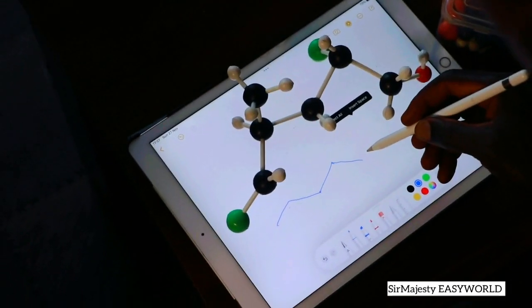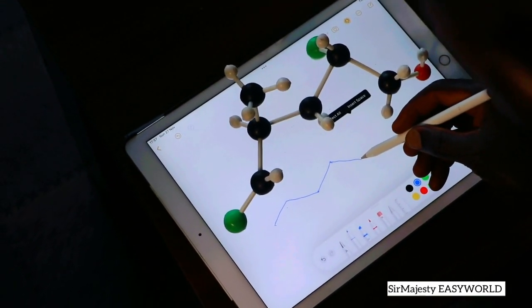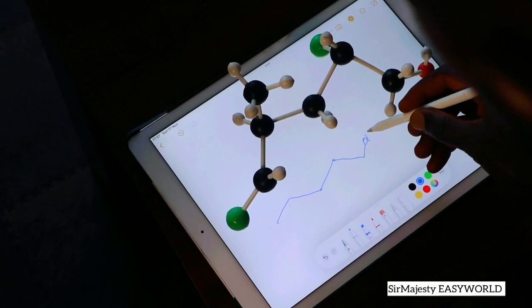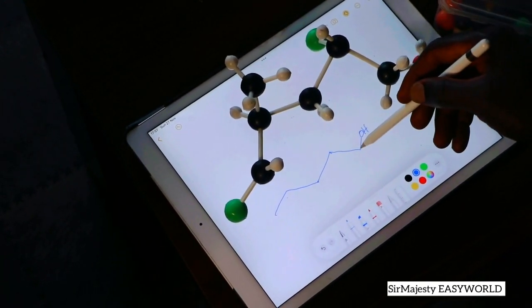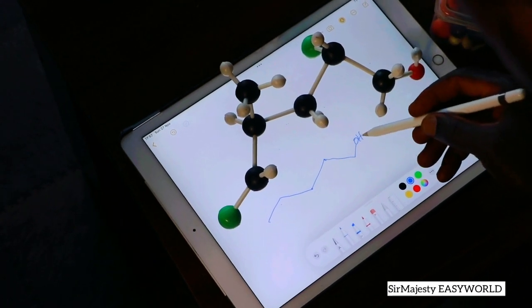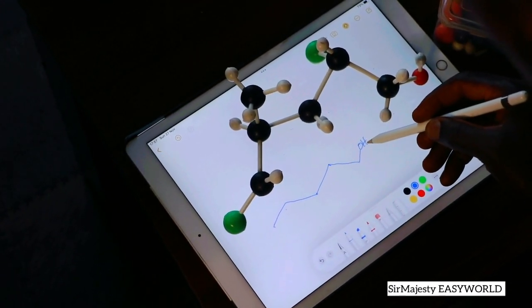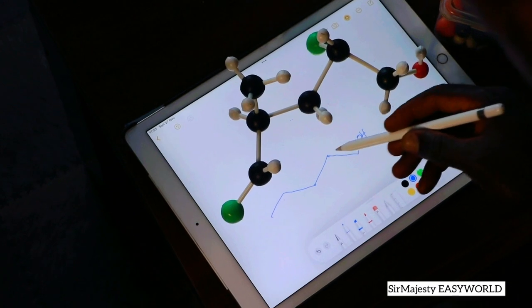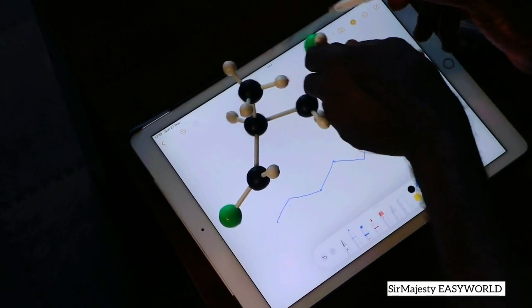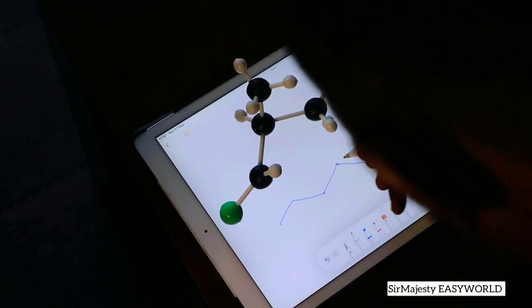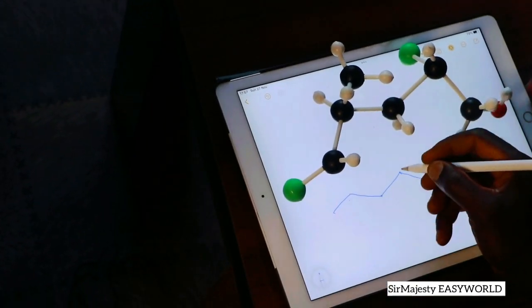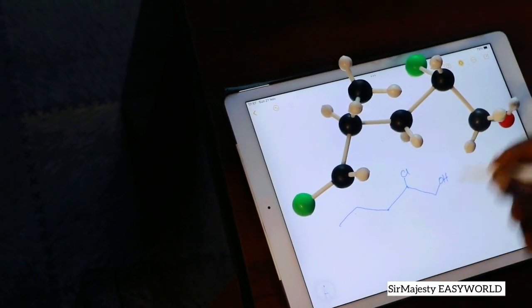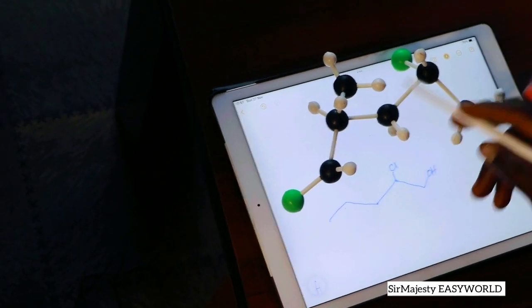Therefore, I will attach OH here. Then this is the second. Remember, this point is the first carbon because I've written OH here. You don't count it as a carbon again. So this is the first carbon, second carbon, and in the second carbon I have this chlorine. So what I'll do is just attach my Cl. Then I extend to carbon number 3.